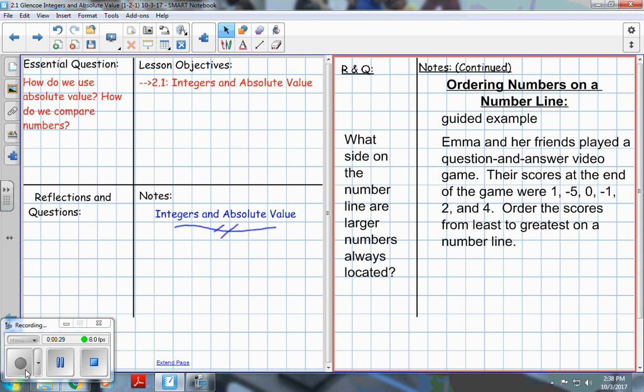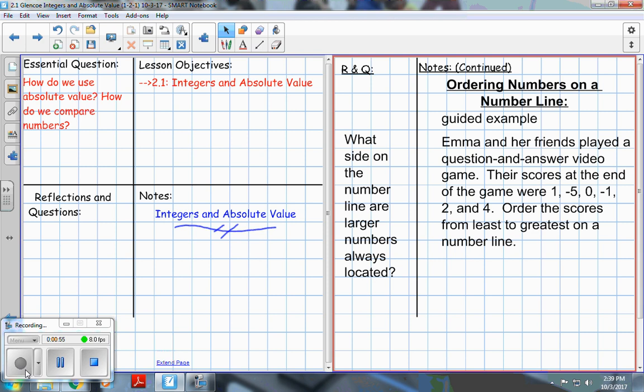Okay, welcome back. So our essential question here is how do we use absolute value and how do we compare numbers? And again, our focus in this lesson is integers and absolute value. Now you've learned about integers in your past, but if you forgot, integers are all whole numbers and their opposites. So 1 is an integer and -1 is an integer. 0 is an integer, 3,000 is an integer.